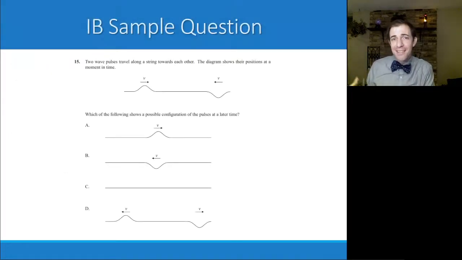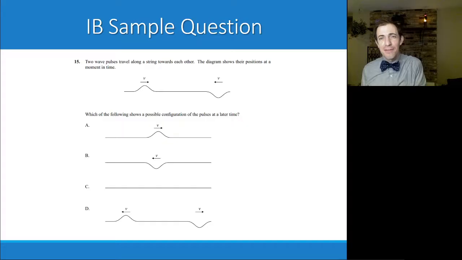We can look at the same sort of thing in a couple of different ways. Here is an IB question that's looking at that idea of cancellation in terms of a transverse wave rather than longitudinal. 2 wave pulses travel along a string toward each other. The diagram shows their positions at one moment in time. Which of the following shows a possible configuration of the pulses at a later time? According to this picture here, is it A, B, C, or D?